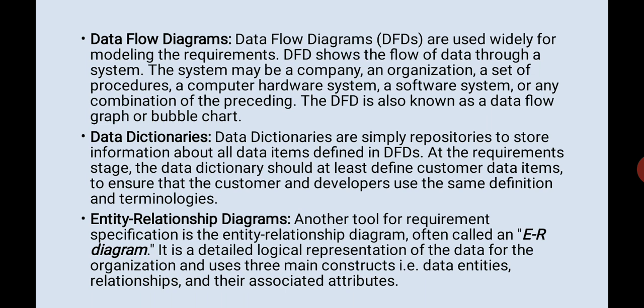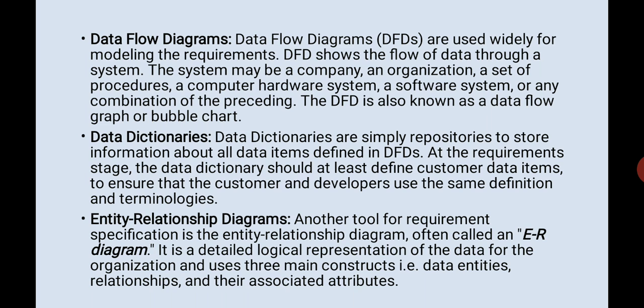Okay. Next is entity relationship diagrams. Another tool for requirement specification is the entity relationship diagram, often known as the ER diagram. It is a detailed logical representation of the data for the organization, and it uses three main constructs, that is data entities, relationships, and their associated attributes. So what are the data entities? They are the primary ones, and the relationships that they share between them. And what are the attributes?